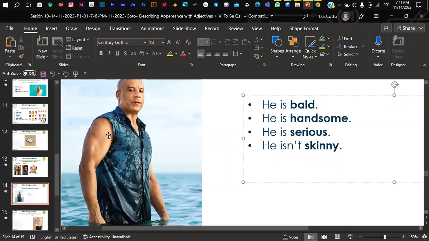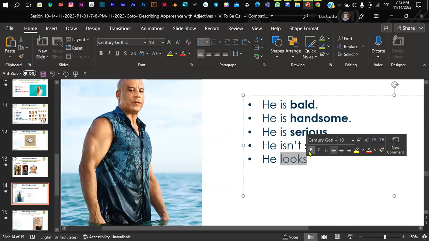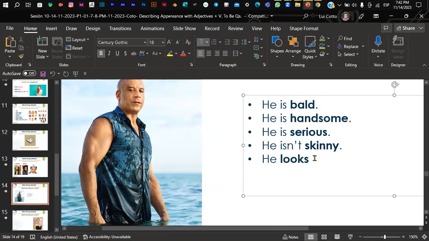Y dice lean, lean. Pero en lugar de he is or he isn't, puede usar otros verbos. For example, look. Look, it's another verb that you can use to talk about appearance. He? He looks. He looks? Ajá. Lean. Correct. He looks lean. What else? ¿Qué más?